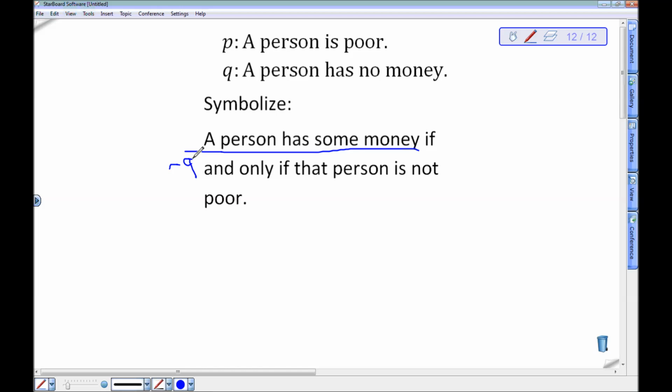Okay, if and only if. That person is not poor. A person is not poor. This is not P. In the middle here, I have if and only if. That's my biconditional. So this is not Q, if and only if, not P. And I have that statement symbolized.